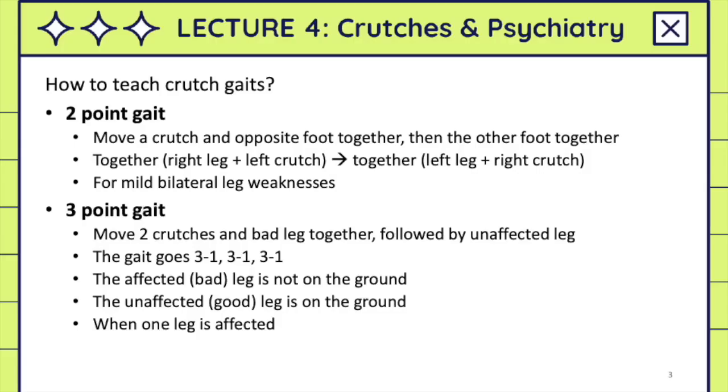Because in 2-point, you're moving two things together. What two things? A crutch and the opposite. It's always crutch and opposite. So that's real simple to teach.